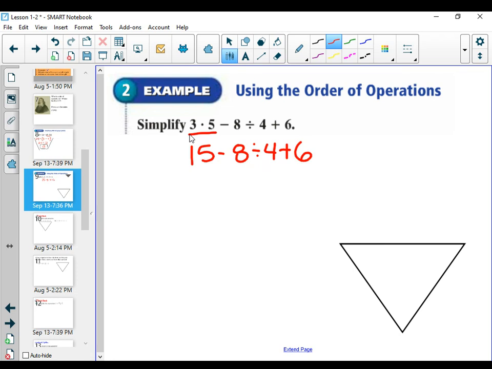Notice I'm going to the next line and I'm rewriting. So important. Not, I'm just going to do this all in my head and be done in 4 seconds. That's not this kind of math. That's 2nd grade math, not 7th grade math.